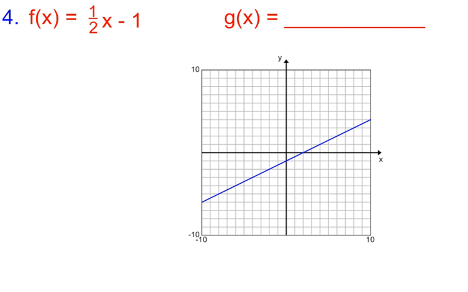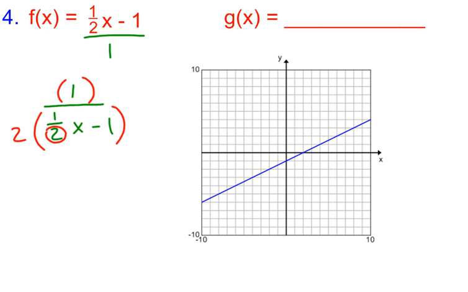The reciprocal for 4, if I put this over 1, would be 1 over 1/2 x minus 1. Now hopefully you notice here that we end up with a fraction within a fraction. So what we need to do is, the denominator is 2, so we're going to multiply both the top and bottom by 2 to get rid of that fraction. So 2 times 1 is 2, 2 times half x would be 1x, and 1 times 2 is 2. So this is what it would become. So over here I could put 2 over x minus 2.